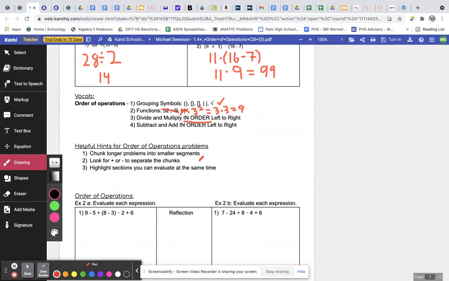These are some helpful hints in order to do some order of operations problems. Chunk the problems into smaller little parts, a little more bite-sized pieces so that you can do them. Look for pluses and minuses to separate the chunks out. Could be helpful. And maybe highlight the sections so you can evaluate some things at the same time.